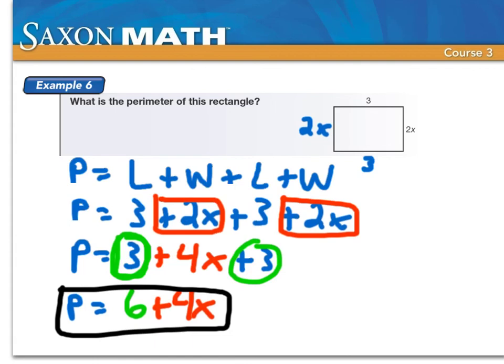Now, if you got any questions, I think, about this lesson, especially the like terms, okay, make sure you ask those. Otherwise, good luck on your homework.